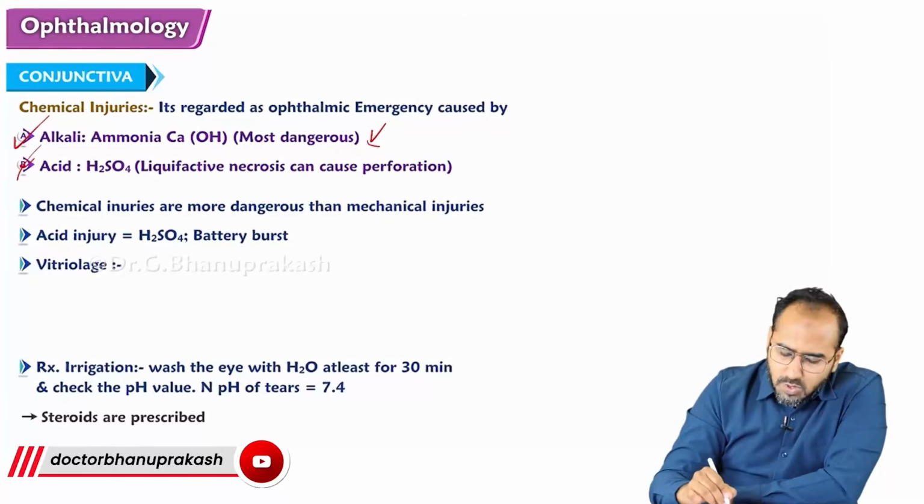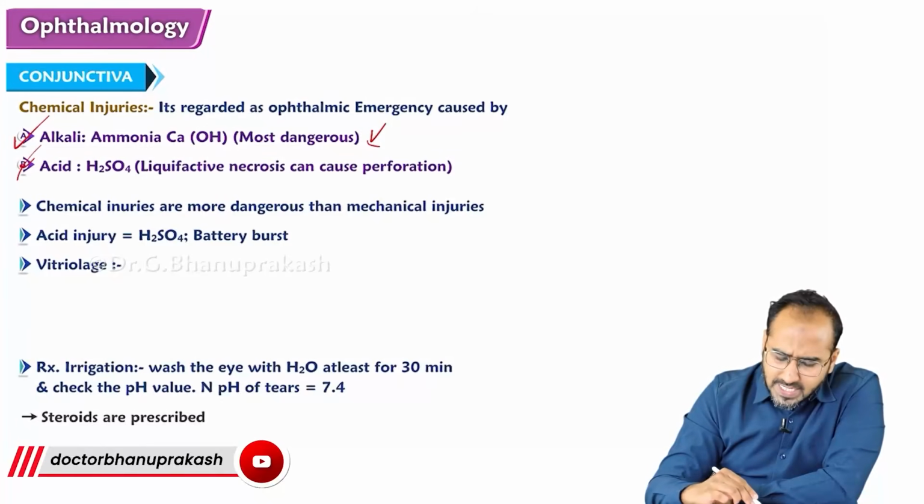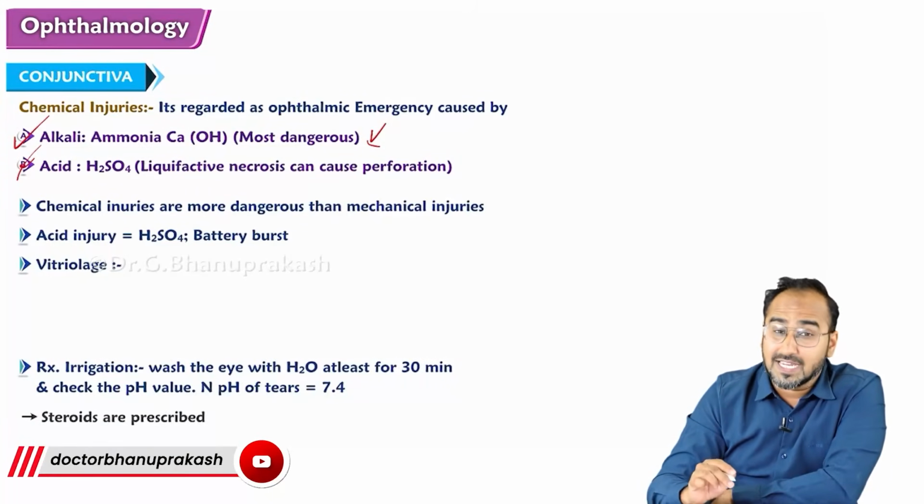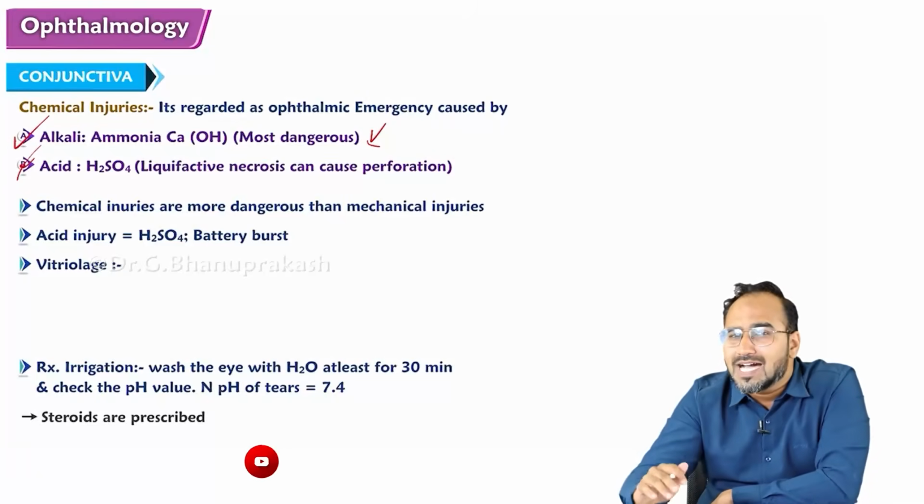Now guys, chemical injuries are more dangerous than mechanical injuries. Acid injury, I told you what acid? Sulfuric acid. There is a condition called vitriolage. Vitriolage means what?